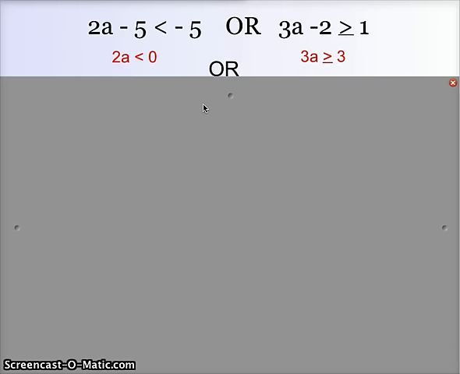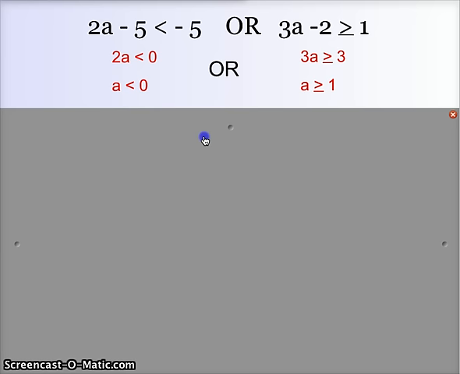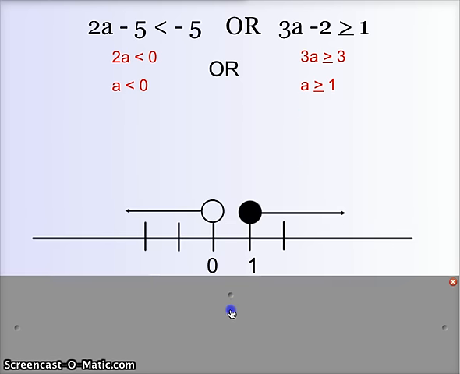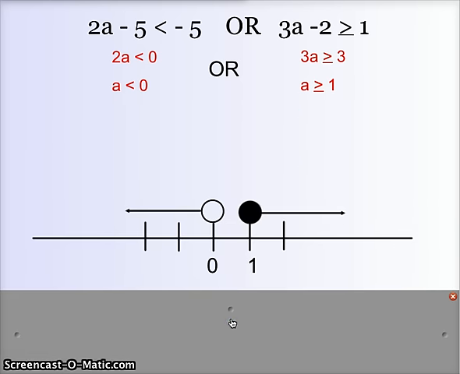You would have negative 2a is less than 0, or 3a is greater than or equal to 3. When you divide on both inequalities, you get a is less than 0, or a is greater than or equal to 1. As you can see on the number line, everything less than 0 and everything including and greater than 1.